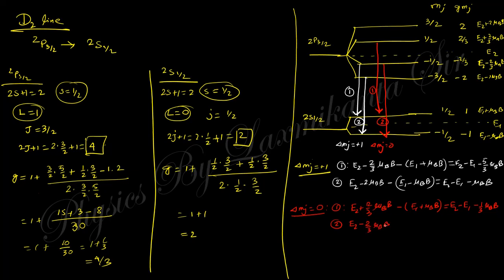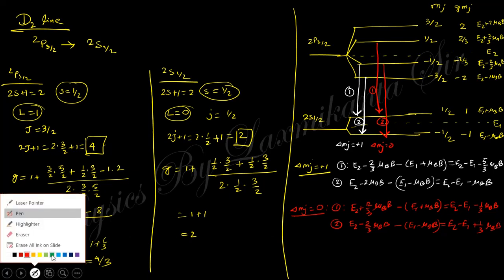And in case of the second line, you get this difference: E2 minus 2/3 mu B minus E1 minus mu B. So this gives you E2 minus E1 minus 2/3 plus 1, so plus 1/3 mu B. So these two also again differ, so you will get different spectra.